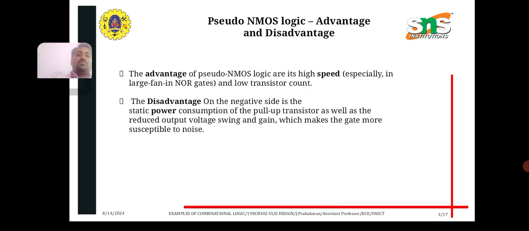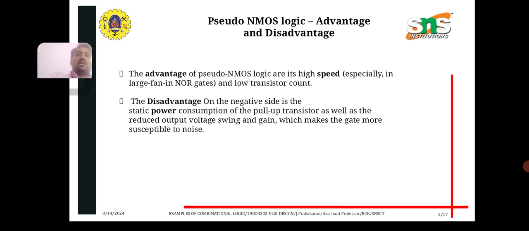The advantages of pseudo NMOS logic are its high speed and low transistor count. Pseudo NMOS logic requires fewer transistors than conventional CMOS logic, leading to smaller circuit area and potentially faster operation due to reduced capacitance. And the design process is simplified because the pull up network is always active, reducing the complexity of the circuit. It also has some disadvantages.